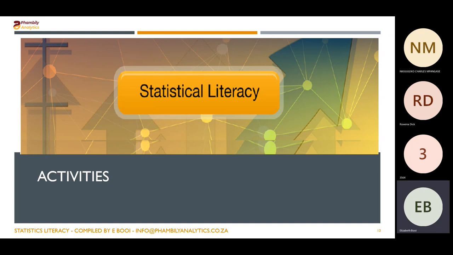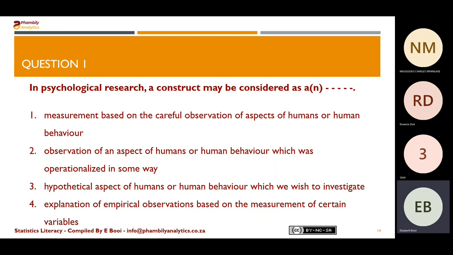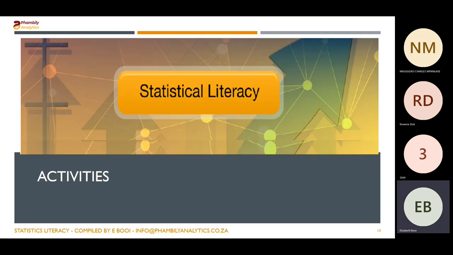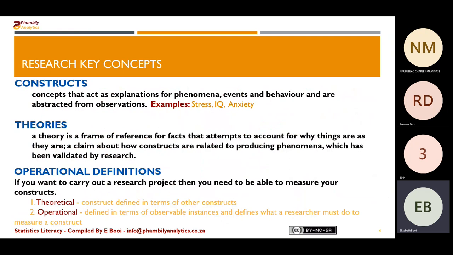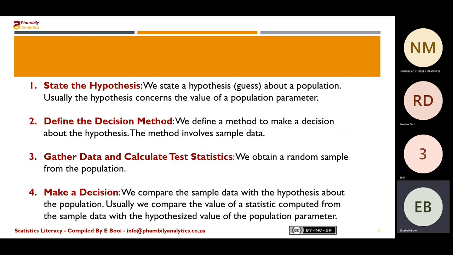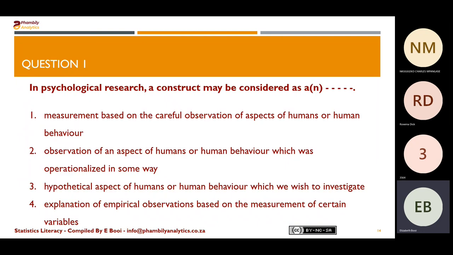What are the types of questions that you're going to get in your assignment and in your exam? There will be something like this, based on just your understanding of the concepts. In psychological research, a construct may be considered as... they're asking you to find out from all these four statements which one defines what a construct is. Remember, from the beginning, we said a construct is an explanation of why something is happening, a phenomenon, right? So if you think about that, you need to answer this question: number one, number two, number three, which one is the correct answer?